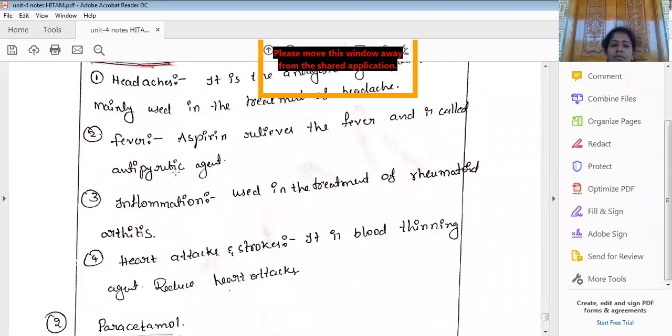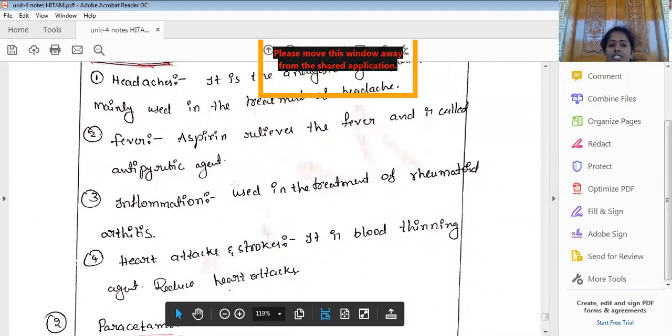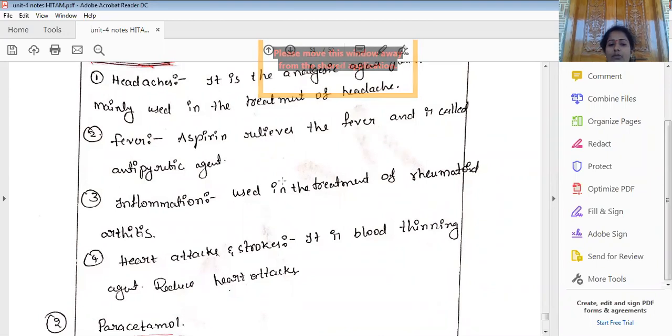Inflammation is nothing but any pained region with high swelling. So this can be used in the treatment of rheumatoid arthritis. Rheumatoid arthritis is where the joints present in our body, the bone joints, get inflammation. Swelling of that part is possible because of rupture. That kind of condition is also reduced by using aspirin. So rheumatoid arthritis is a joint pain, and aspirin is a relieving agent.